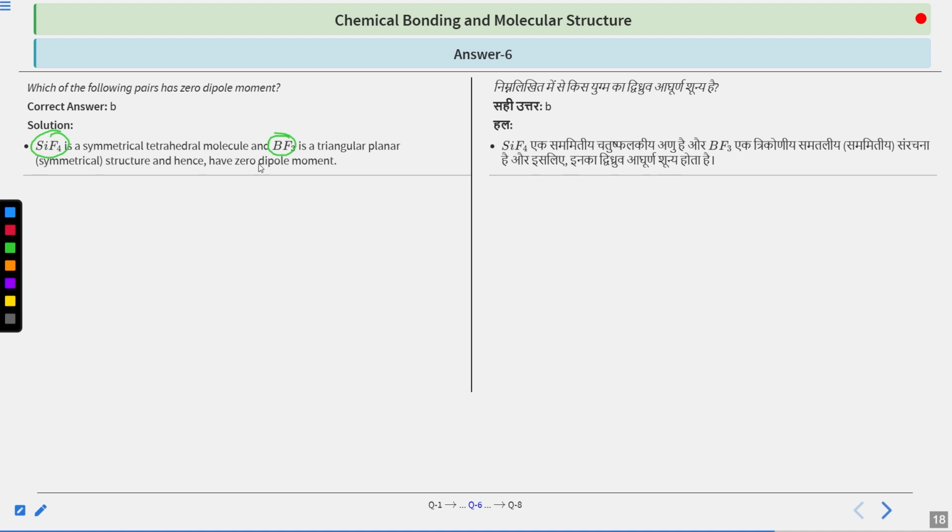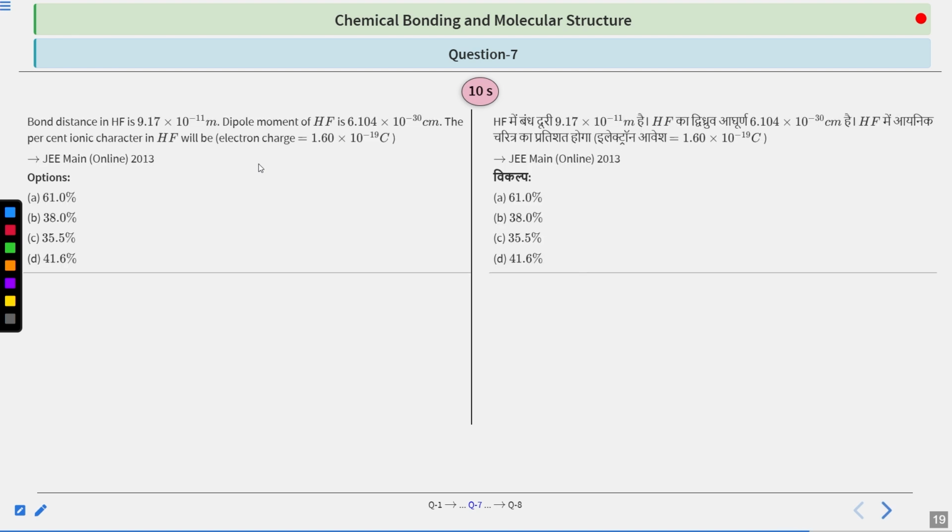For BF3 also, since all substituents are the same, they will all cancel out each other, and you will get a non-polar compound which has zero dipole moment. Therefore, your correct answer will be SiF4 and BF3. Clear? Okay. Now moving on to the next question.